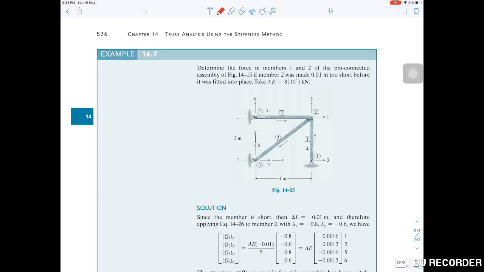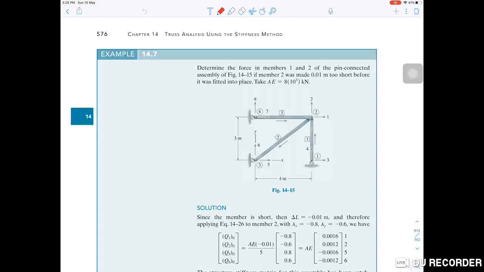This truss is the same truss as what we have discussed in the previous session, but this time this truss will be analyzed by adding an effect. The effect that will be discussed here is the effect of fabrication error. Fabrication error means that during construction, any one of the members is fabricated maybe too short or too long.